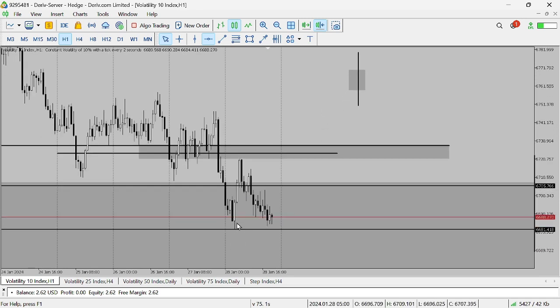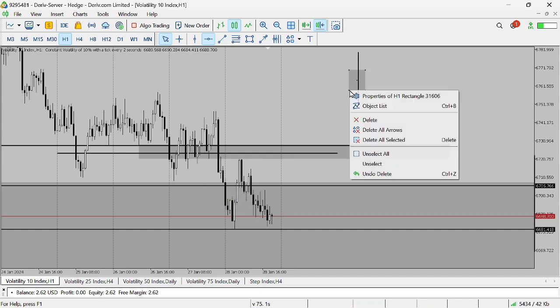But I would like to see this low being taken to fuel the move to this high and then to these levels here. If you don't have any question, then we can move on. I hope it's understood.